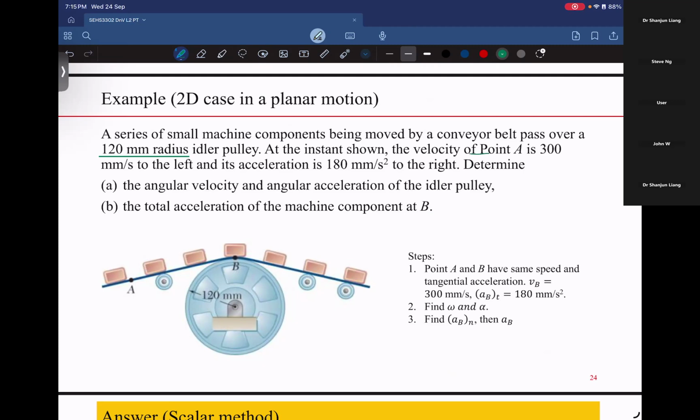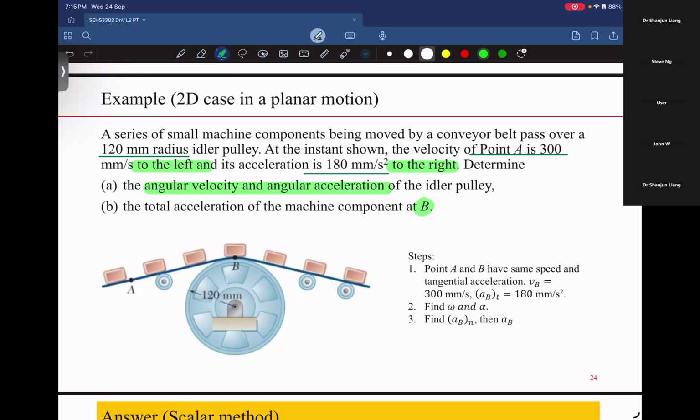millimeters. The velocity of point A is 300 millimeter per second to the left, and its acceleration is 180 millimeter per second square to the right. You should know the direction is very important. The velocity is to the left, and the acceleration is to the right. Determine the angular velocity and the angular acceleration of the pulley, and then the total acceleration of point B. Point B is for total acceleration. For the wheel it is angular acceleration, angular velocity.